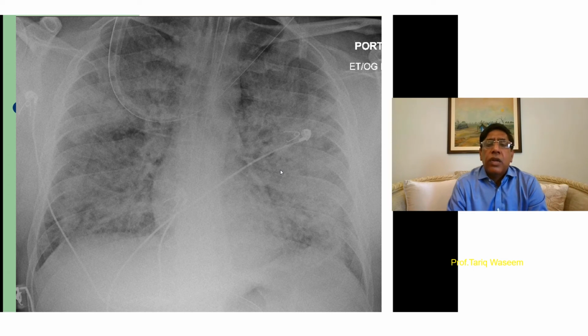You can notice normal heart size. You can note a lot of fluffy shadowing, more so in the lower lobes, and there is a mixture of some showing air bronchograms, but the majority of it is showing fluffy or some ill-defined shadows.